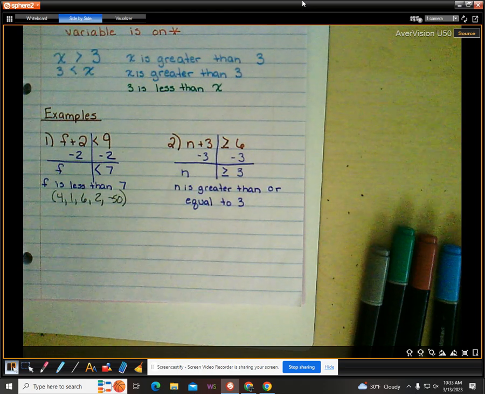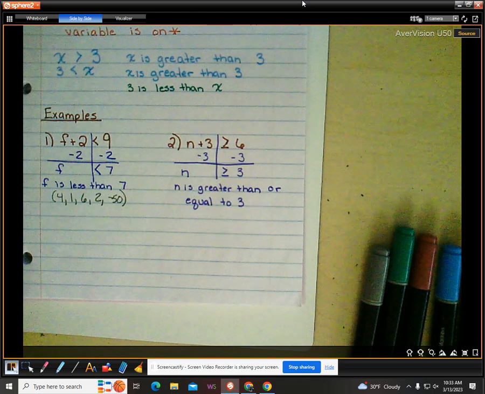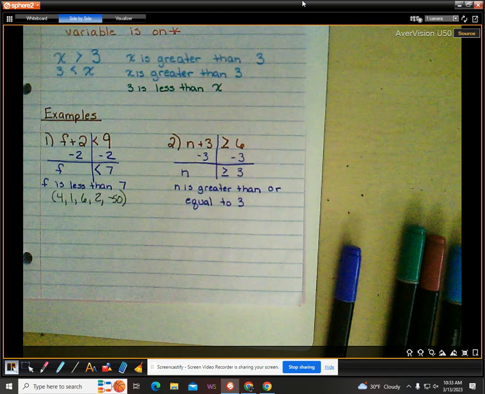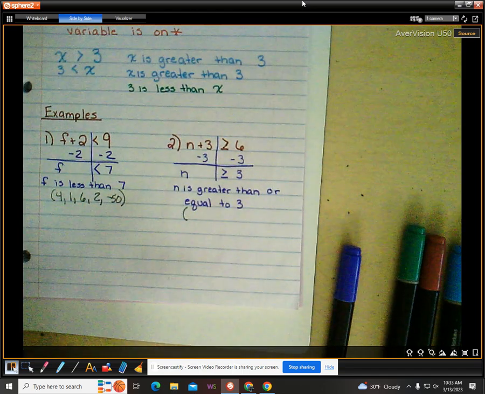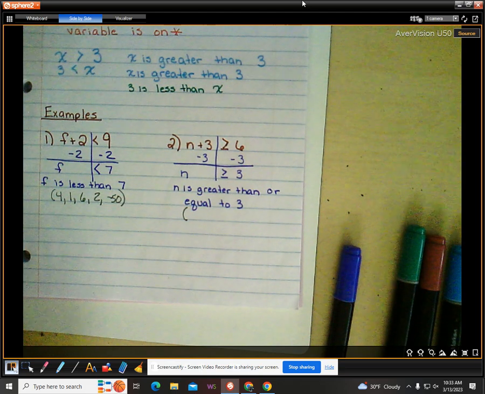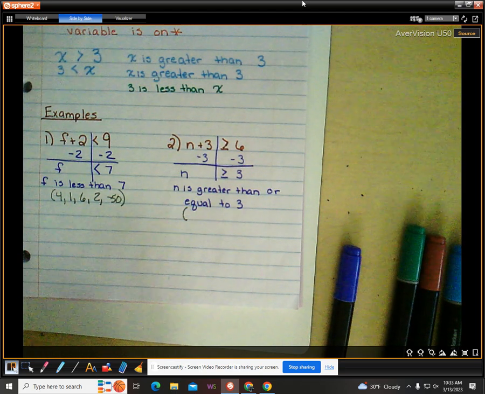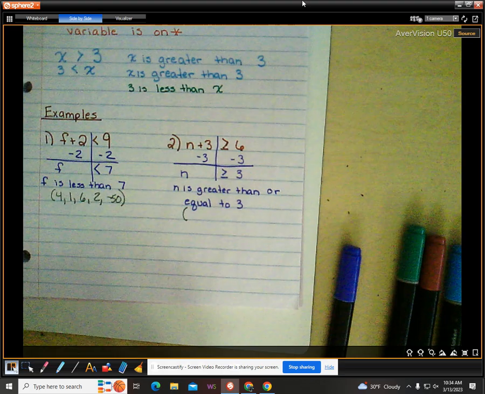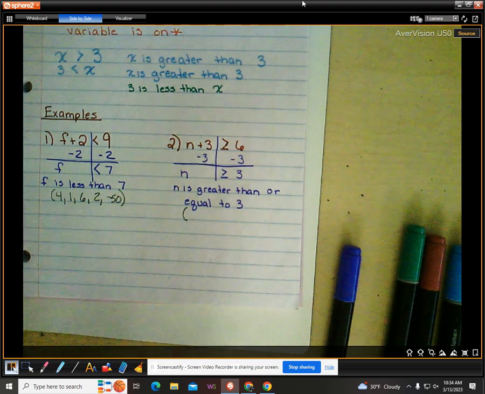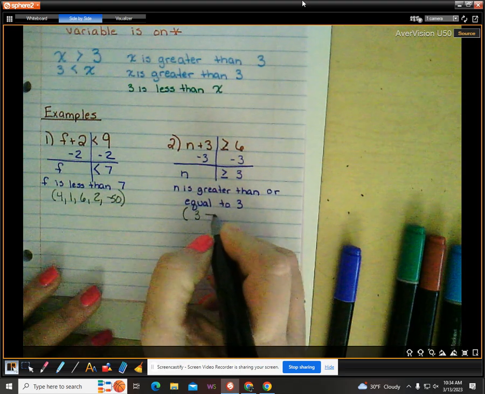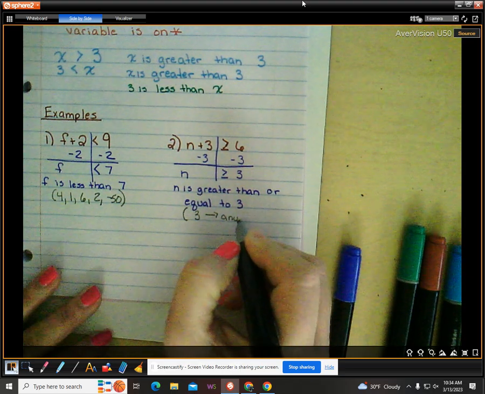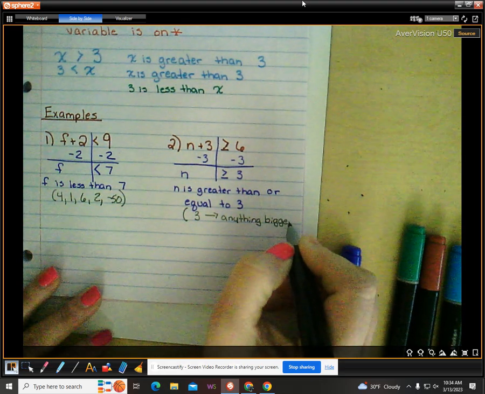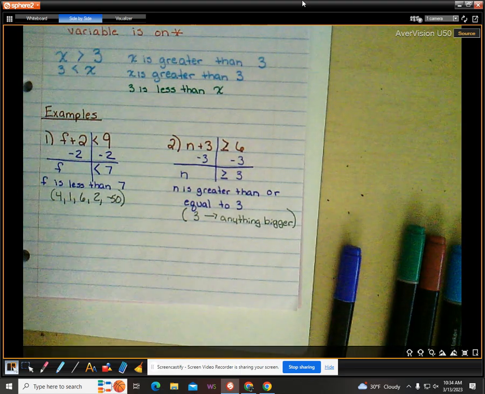So what is the biggest number or the smallest number n could be? If n needs to be greater than or equal to 3, what is the smallest number n could be? Okay, listen to what I'm saying. N has to be greater than or equal to 3. What is the smallest number n could be? Evie? 3. Absolutely. And then anything bigger. Because n has to be greater than or equal to 3.